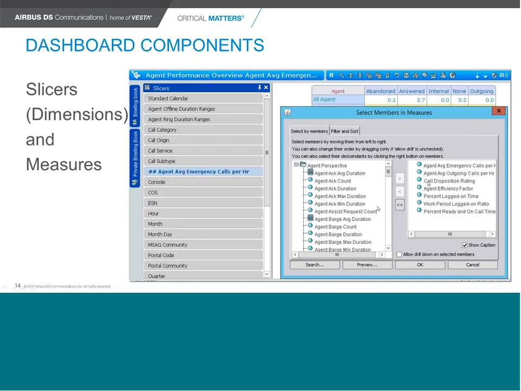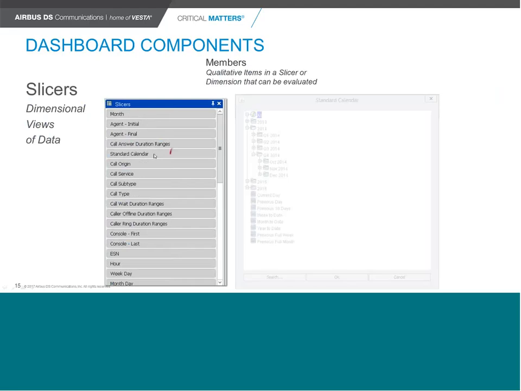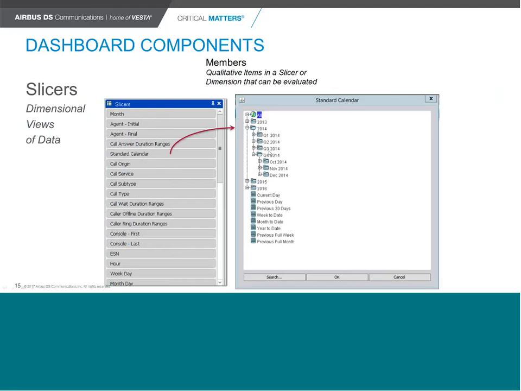It's already been done for you, and we've already stored it, processed it, and made it available for the dashboard. So again, those slices I was talking about, sometimes they're simple groups and sometimes they're hierarchical groups. For example, my standard calendar is going to let you look at data across all the calendar for all the calls that are in your system.